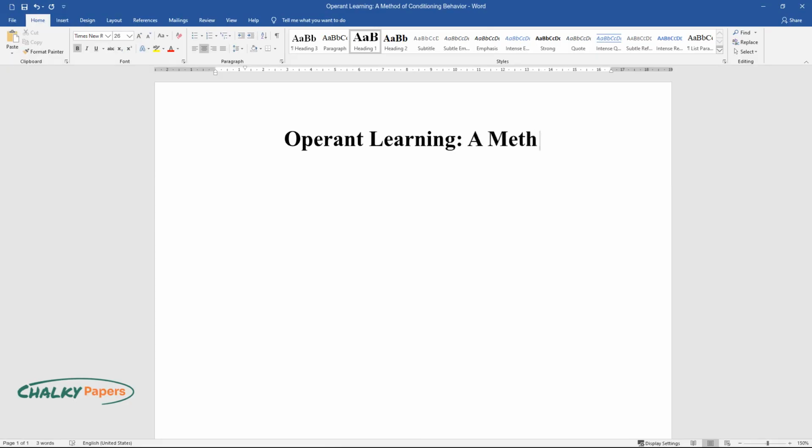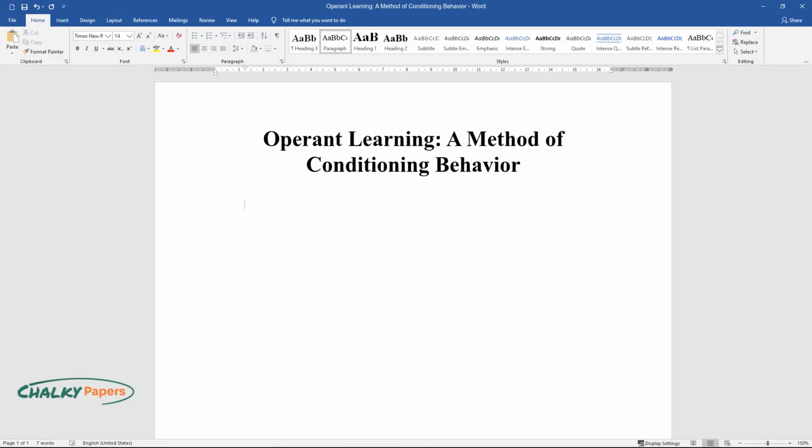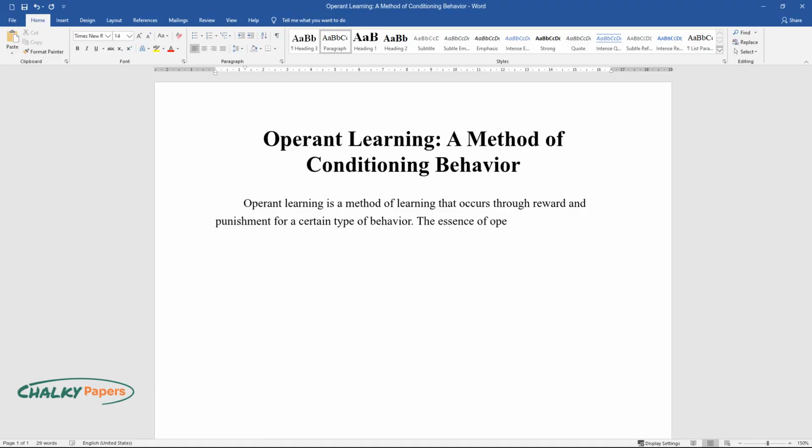Operant learning, a method of conditioning behavior. Operant learning is a method of learning that occurs through reward and punishment for a certain type of behavior. The essence of operant learning is to establish an associative relationship between behavior and the consequences of this behavior.